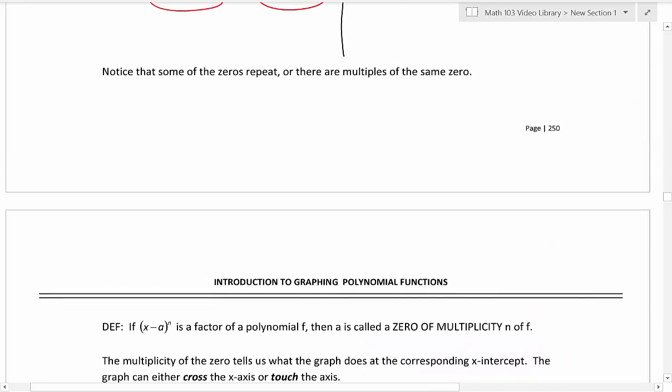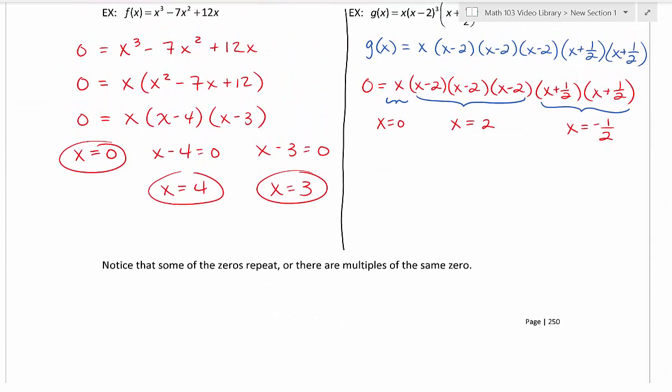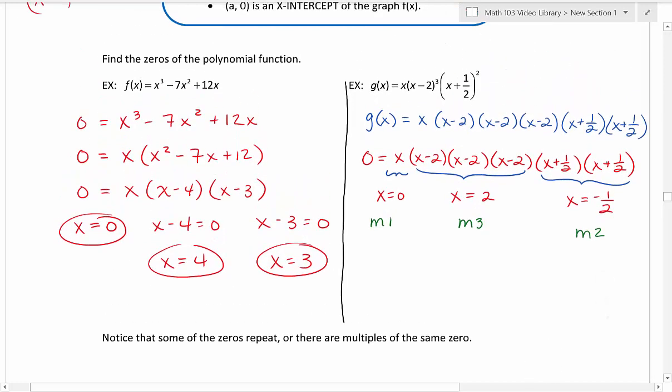So going back to this previous example, we would say that 0 had multiplicity 1 because it showed up just one time. Our 0 of 2 has multiplicity of 3 because that factor showed up 3 times. And negative 1/2 has multiplicity of 2 because it showed up 2 times. We don't actually have to write it in this expanded form to get the multiplicity. We can just look at the exponent on those factors.